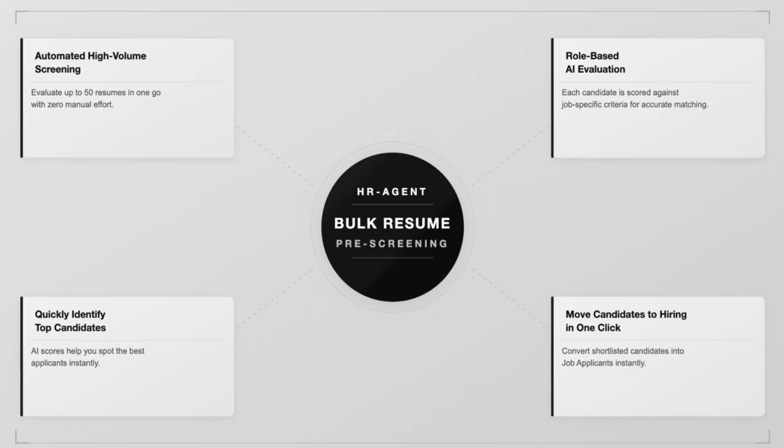Instead of manually going through hundreds of resumes, HR Agent lets you evaluate up to 50 candidates in one go, automatically and in minutes. Every candidate is scored based on the specific requirements of the role you're hiring for. So you're not just filtering resumes, you're getting accurate, role relevant matches. The result? You find the right fit candidates.